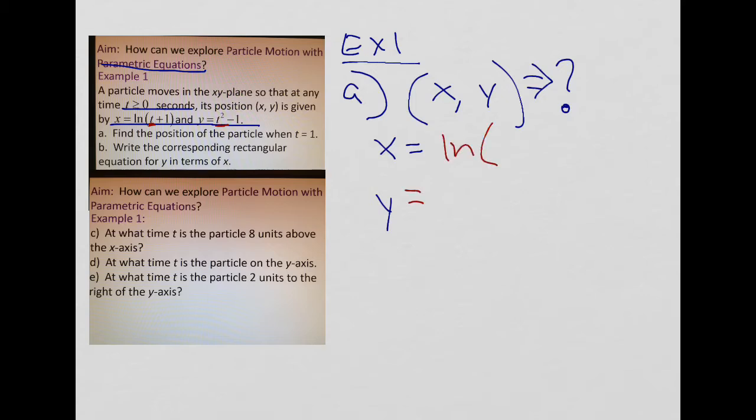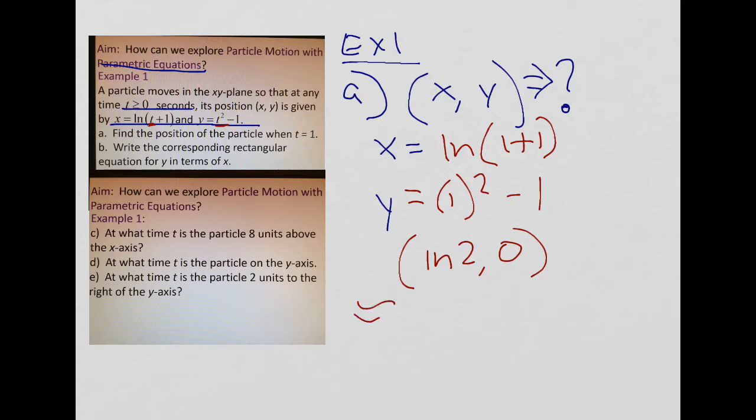So if I do that, I'm going to get an exact location of the ln of 2, 0. Plotting that's going to be a little bit difficult, so it would be best if we see what our final answer is. So we're going to round to 3 decimal places for the ln of 2, and that is about 0.693. And so that would be what we would get if we were to graph it. All right, so that's A. A is done.